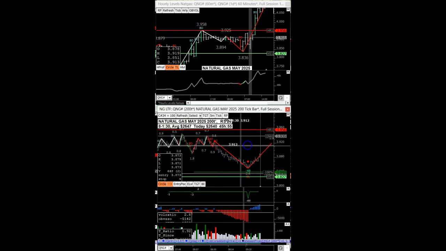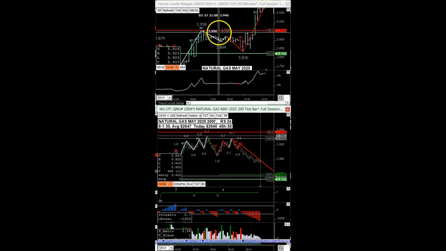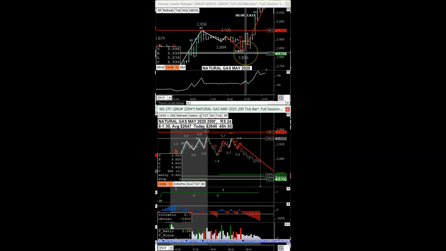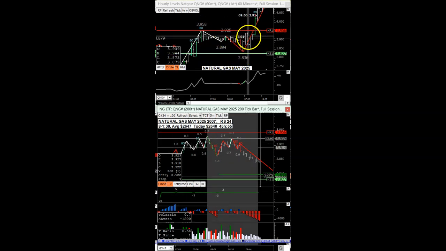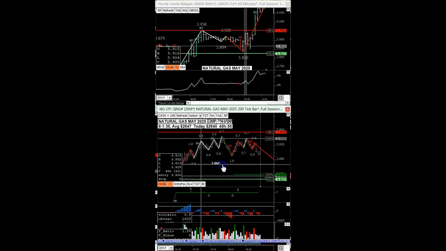Alright, so we're going to go over some opportunities today. First, in natural gas. We had this level 3.925 and the market fell back and it went up to that area, 3.925, and it wasn't ready to go. So sellers came in. How do you know?